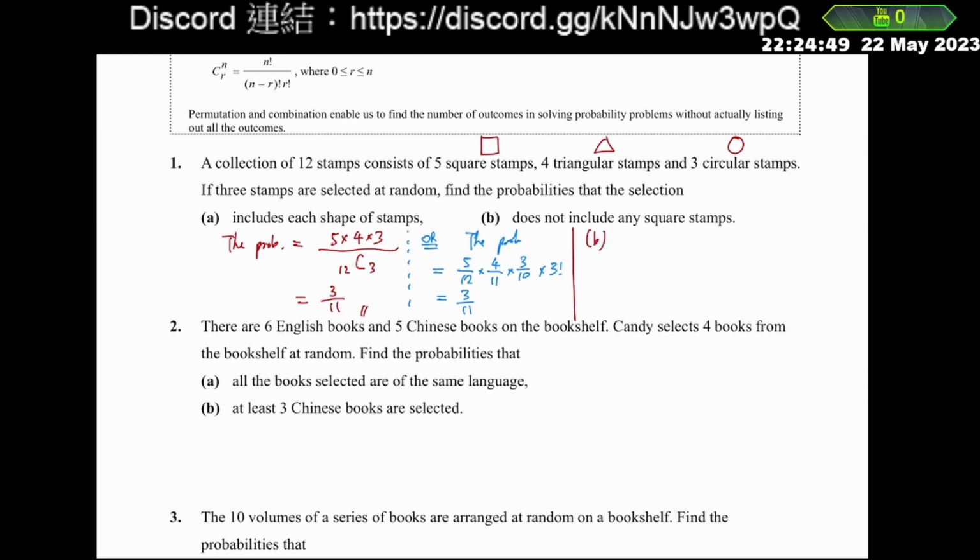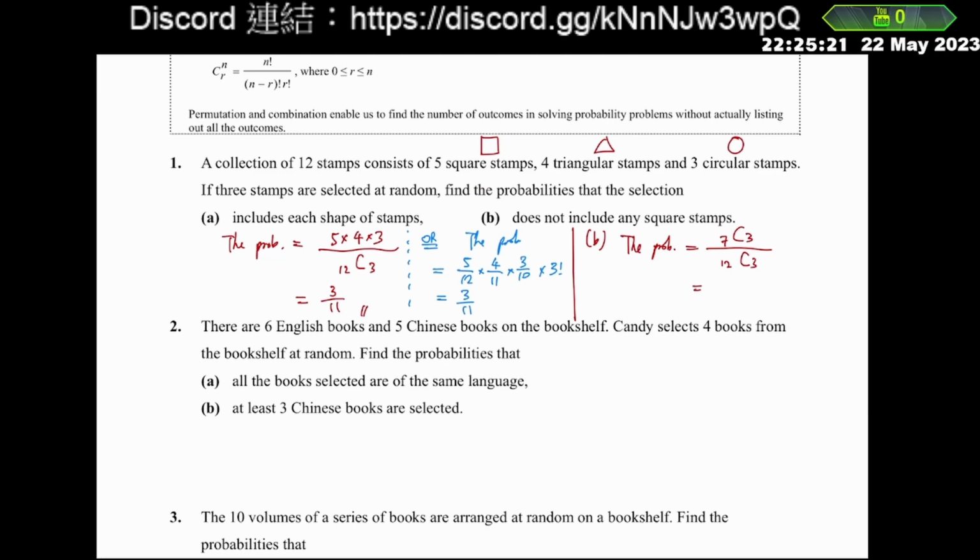So now part B is, it does not include any square stems. That means in the requirement, that is the numerator. So if we put it into the numerator denominator form, in the numerator we don't want to have any square here. That means we can only choose from the remaining, therefore 7C3. While the denominator will be the same, 12C3. And then we press the calculator and get the answer.